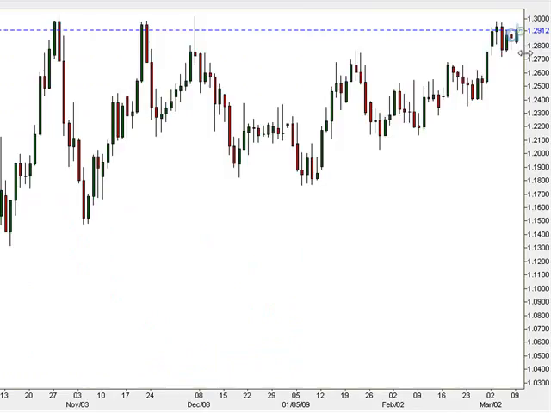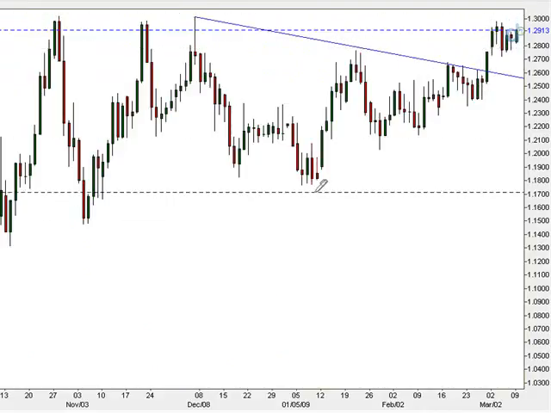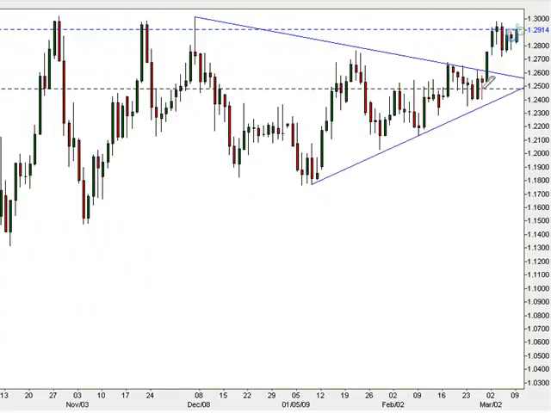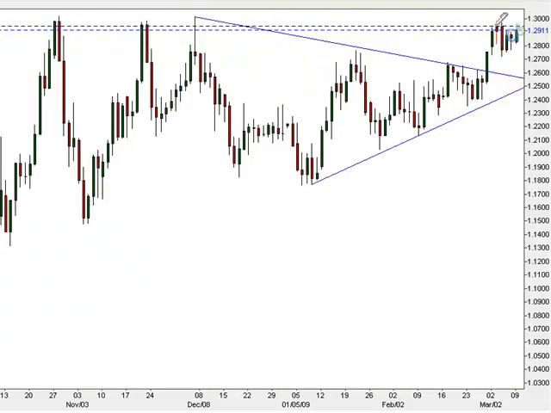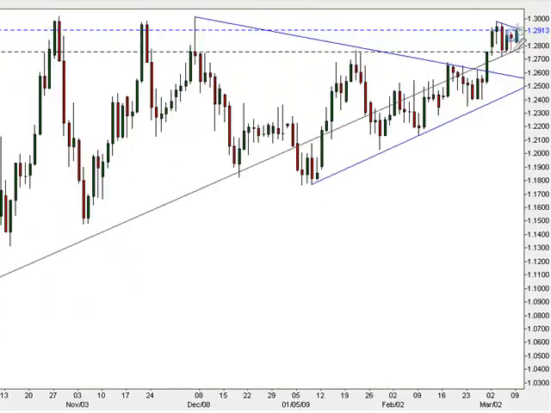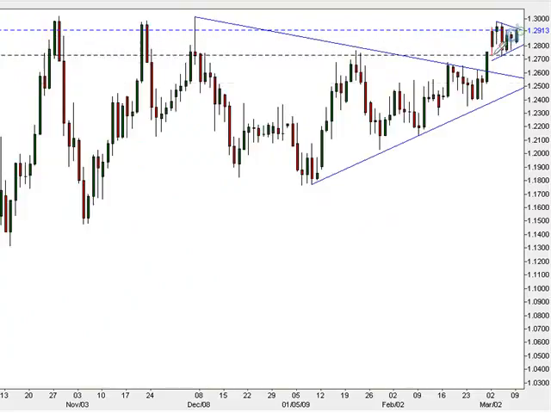Now we can see that we had this type of triangle pattern going on here, and what happened is we broke out last week. If you look carefully, we formed this type of pennant pattern. You can see we've got the pennant and we've got the stick right around here. I am expecting this to go higher.